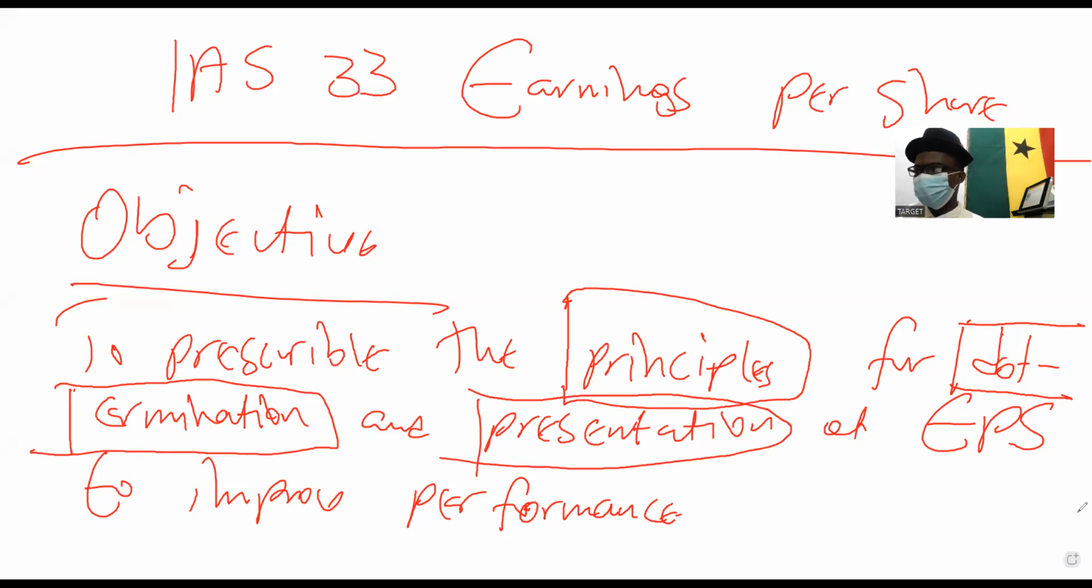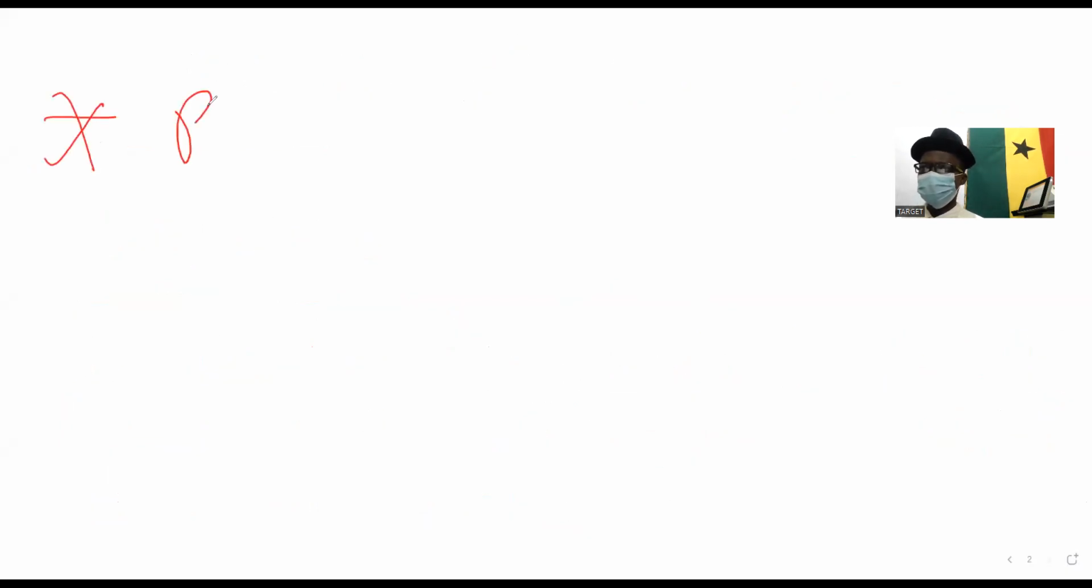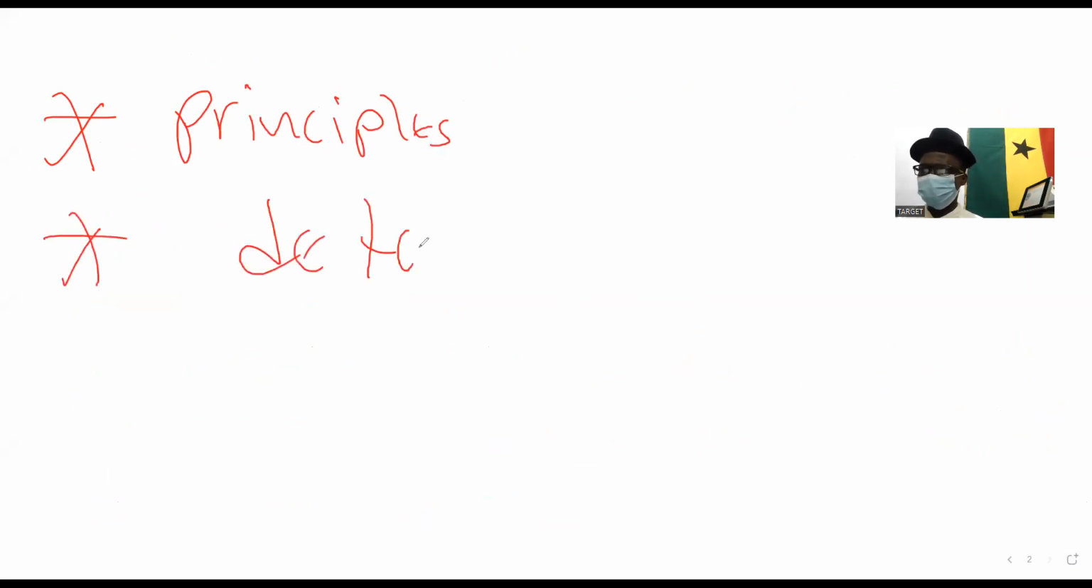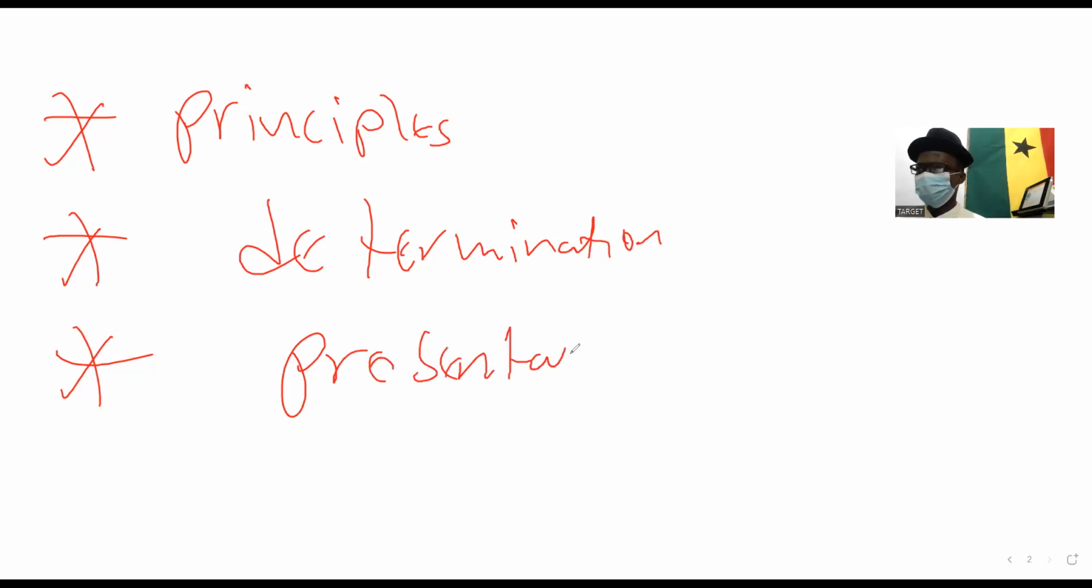So from here, three things you must know. Number one, the principles that underlie earnings per share. Number two, the determination, that's the calculation. And then number three is the presentation. The presentation has to do with the reporting entity. Yes, take notice of this.